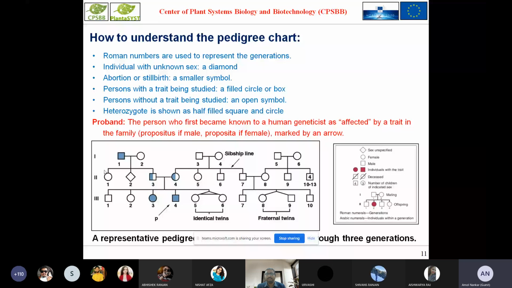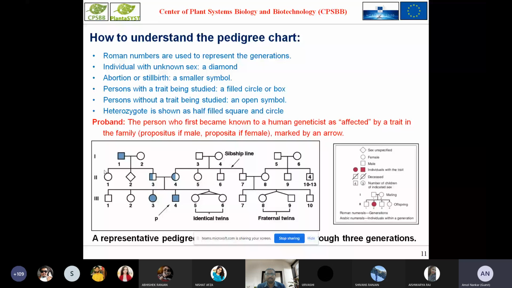If the sex is not known, in that case they put this diamond sign. So basically, what this diamond sign shows is that the sex is not known, whether the kid was a boy or a girl. That's what these different signs show.